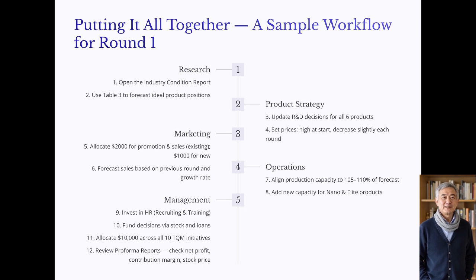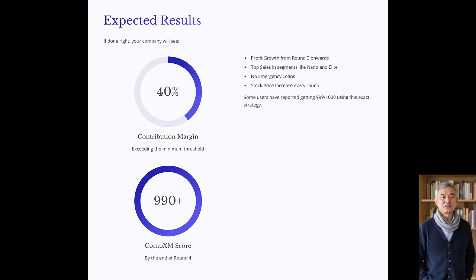Chart increasing expected results. If done right, your company will see contribution margin and profit growth of 40% from round 2 onwards. Top sales in segments like Nano and Elite. No emergency loans. Stock price increase every round. CompXM score, 990 plus by the end of round 4. Some users have reported getting 999 out of 1000 using this exact strategy.